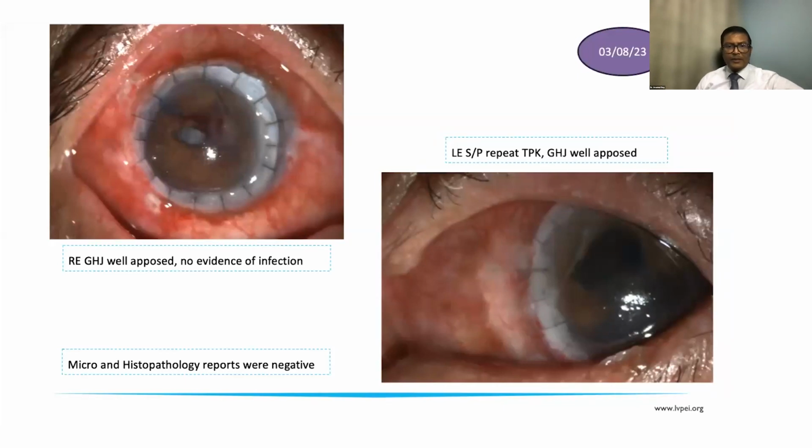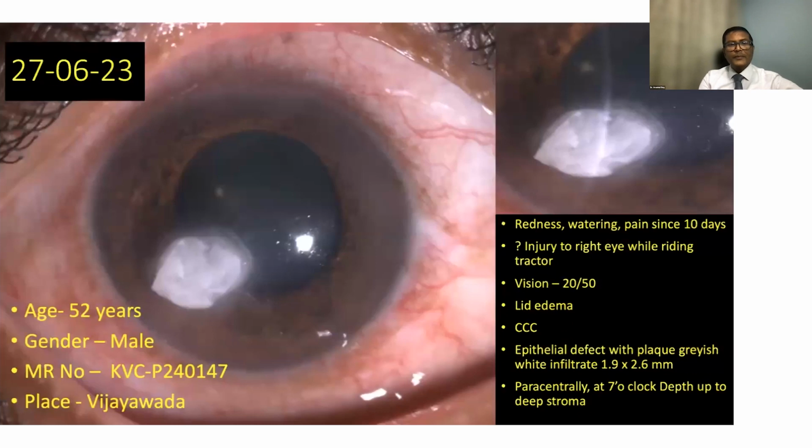So the purpose of discussing such cases is that in such a scenario, it is not only very difficult to salvage the eye, but also it involves an extensive workup in microbiology, to try to understand what could be the challenges, what could be the possible organisms, and how can we effectively direct our therapy against such organisms.